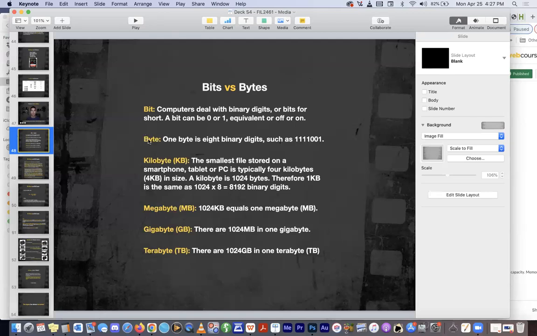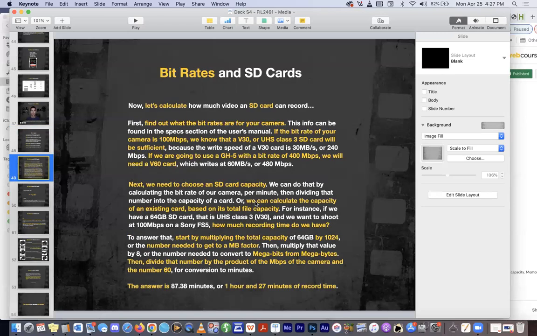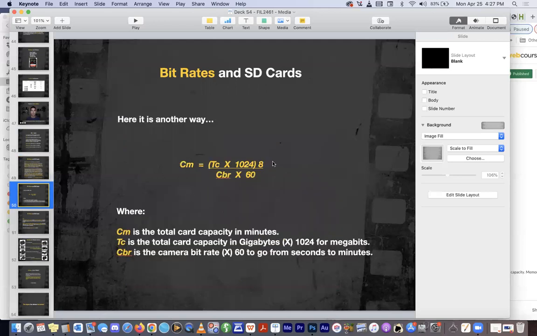Well, if we want to convert from bytes to kilobytes, we have to multiply by 1024 bytes. And each time we go up in category, byte to kilobyte, kilobyte to megabyte, megabyte to gigabyte, we're multiplying by 1024. Okay, so that's where we get that number 1024 from. So we take 64 gigabytes and we multiply it by 1024 to get to a megabyte factor. Then we multiply that value by 8 to get to a megabits factor. Okay, that's what this whole top row of the formula is all about. Card capacity times 1024 times 8. So it's gigabytes to megabytes, megabytes to megabits. Okay, that's the top line of the formula.